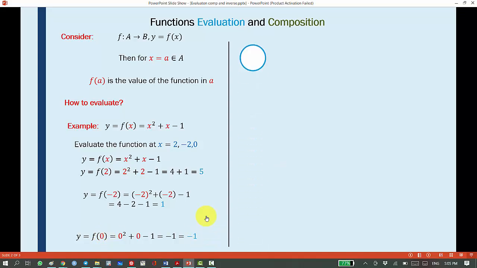Before defining the composition of two functions, consider a function which is defined from A to B, let's call it f, and another function which is defined from B to C, let's call it g. If you have a closer look at these two functions, we see that the domain of f is A and the range of f is B. For the function g, the domain is B and the range is C.